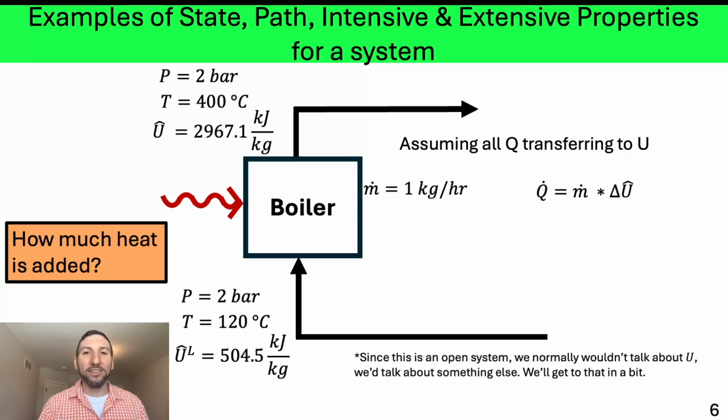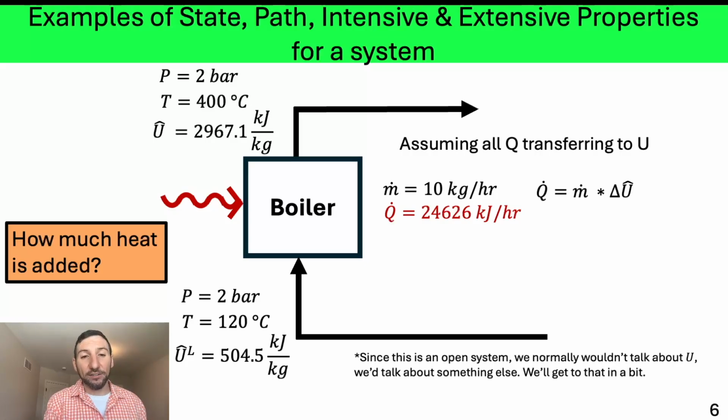So if we pretend that we have a mass of 1 kilogram per hour, we now can calculate our heat. We multiply it by the change in specific internal energy, and now you get that your heat coming in is 2,462.6 kilojoules per hour. Now, if we revisit this again, we change the mass, we make it 10 kilograms per hour, you would see that your heat requirements are going to change. They're now going to become 2,626 kilojoules per hour. And so this is one illustration of why heat is an extensive property. It's dependent on the mass in our system.